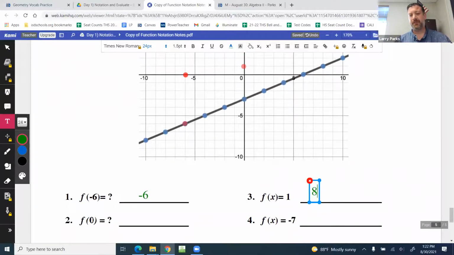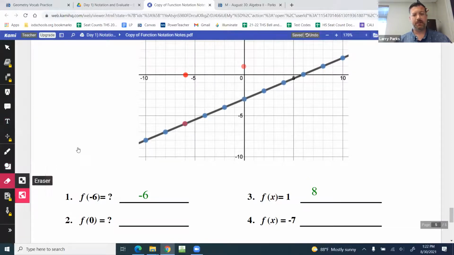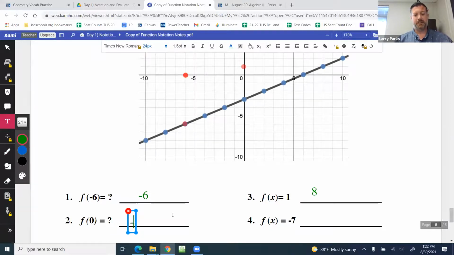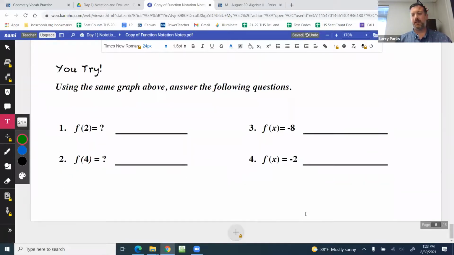When I plug 0 in for x right here, what do I get back? So when I go 0, what do I get? I get -3. And what do I need to plug in for x to get -7? Here's -7. I would plug in, it looks to be, a -8. And then I would have you do those for yourself.